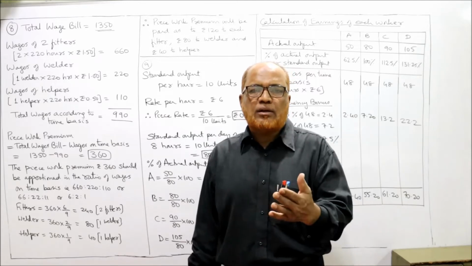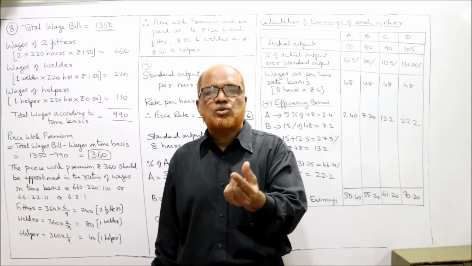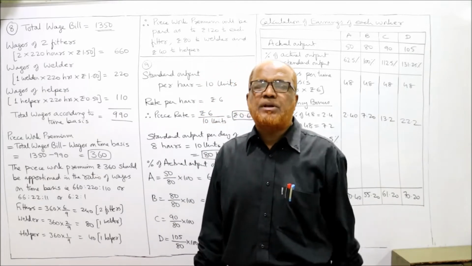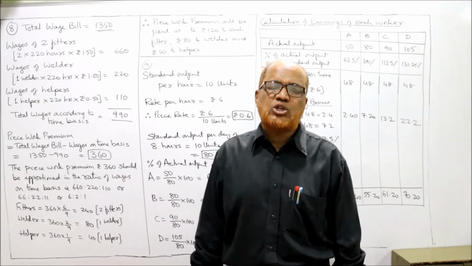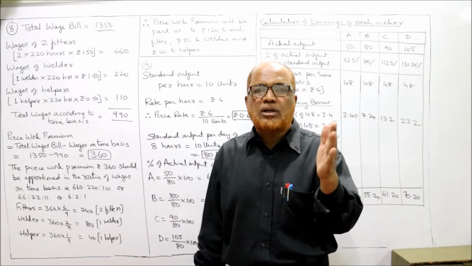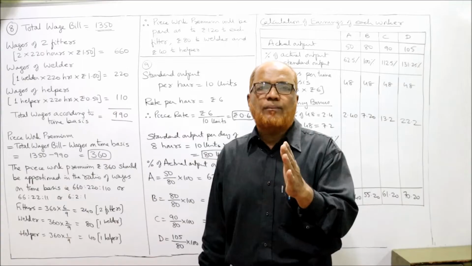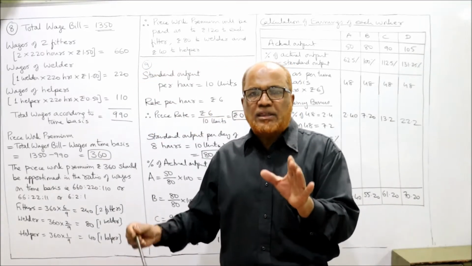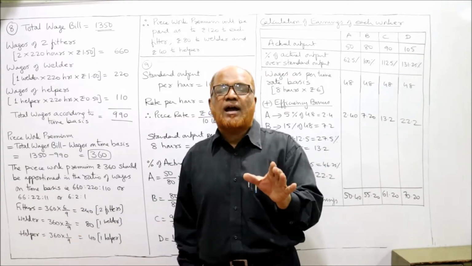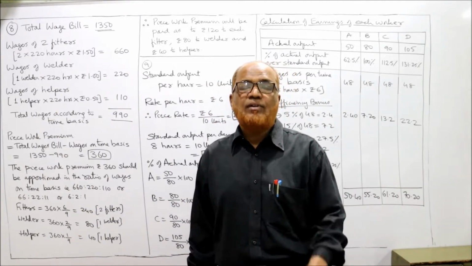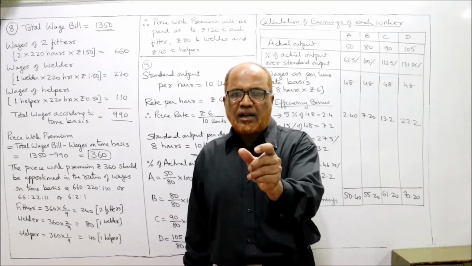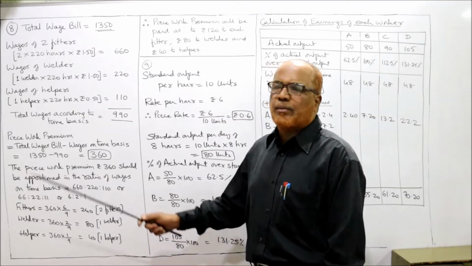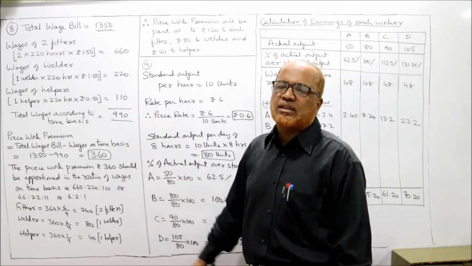So we have to apportion the piece work premium. First of all we have to calculate the piece work premium, then apportion it between the workers in the ratio of wages according to time basis. First we find out the total piece work premium. Then we find out the total wages according to time basis, and then the ratio. In that ratio the piece work premium will be divided. It's a very simple problem. Now you can see the total wage bill is 1,350.